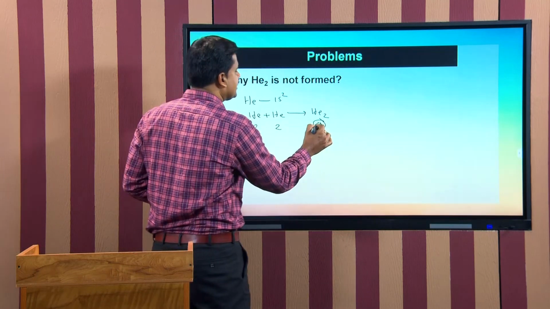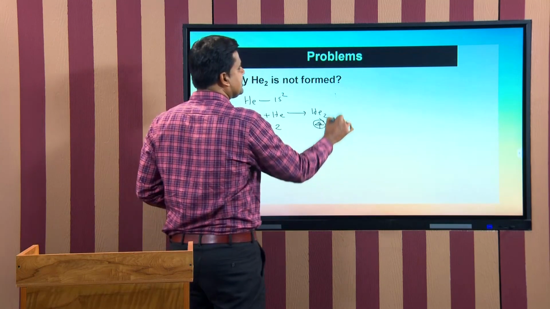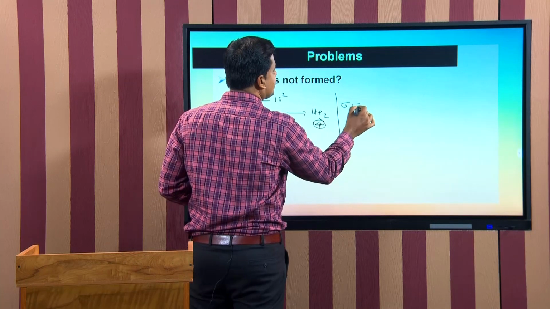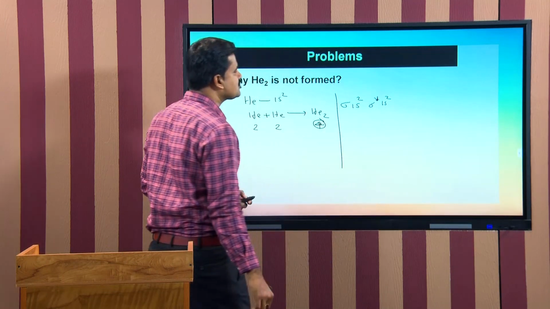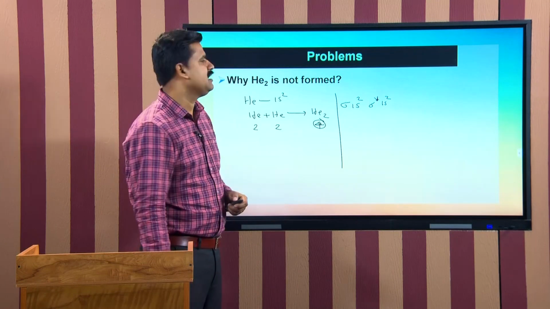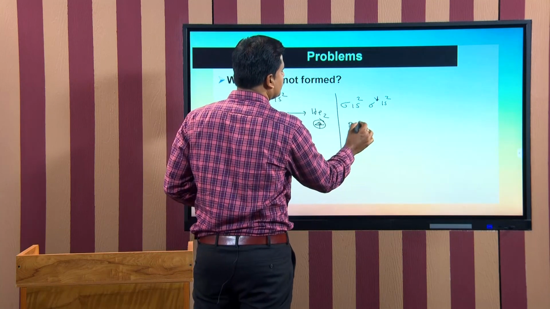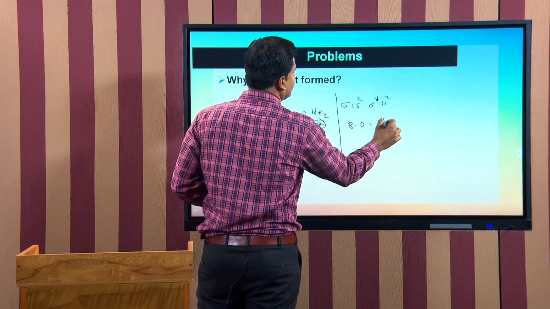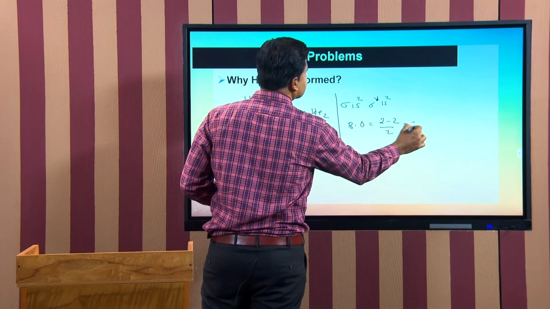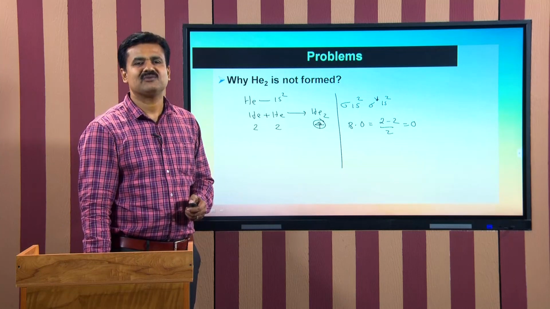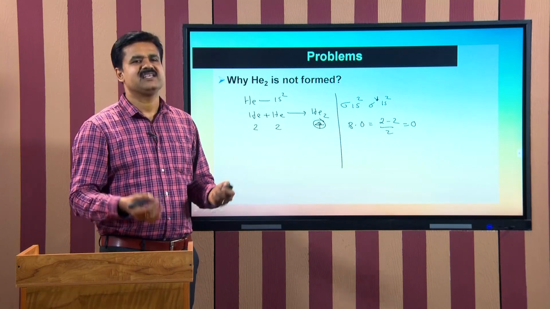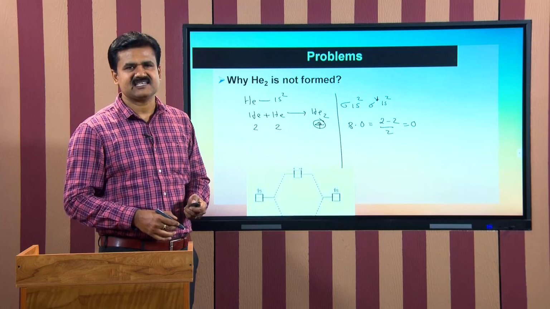We have to accommodate a total of 4 electrons, and the MO configuration must be sigma 1s2, sigma star 1s2. So the bond order of the system will be 2 minus 2 divided by 2, that is equal to 0. A bond order of 0 indicates that the molecule is not formed or is highly unstable. So He2 does not exist.